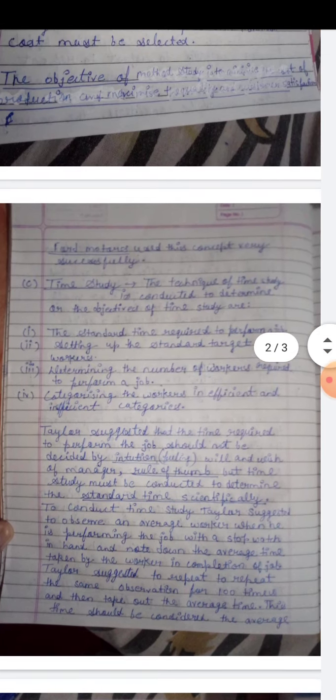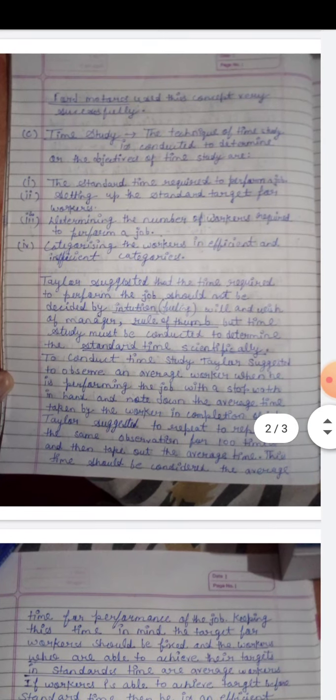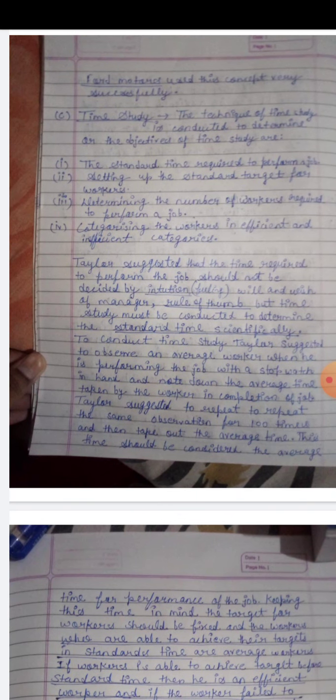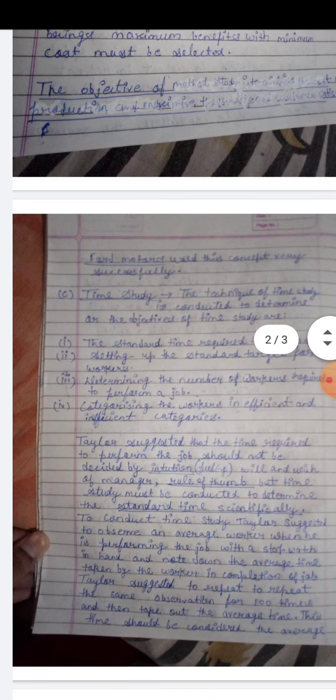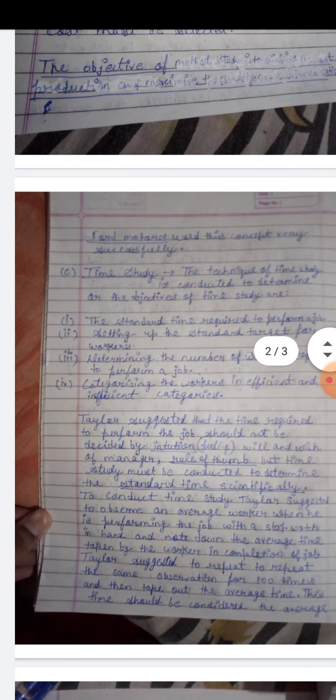So today I have discussed method study as well as time study. Two studies I have discussed today. Only motion study remains, that I will discuss in the next video.